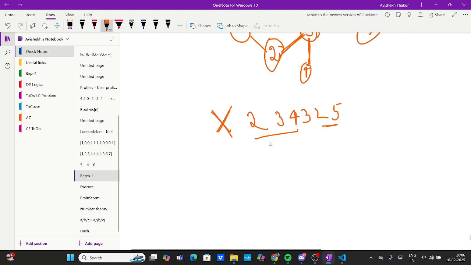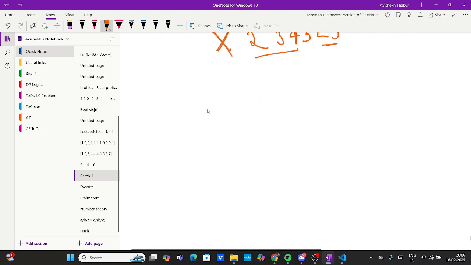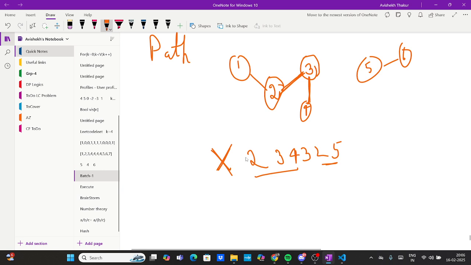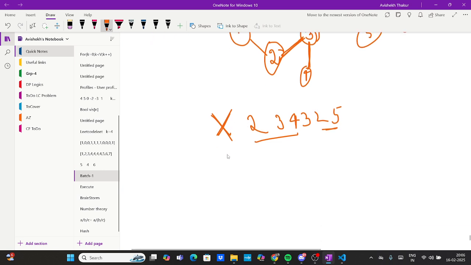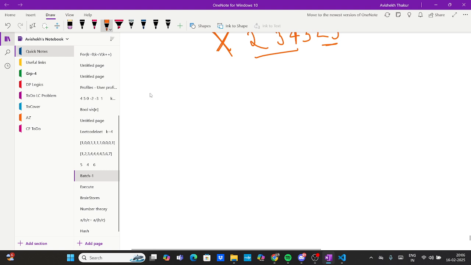Next. Manan, is it clear? Sam, I hope you are clear. Clear. Next, we have sparse graph and dense graph.